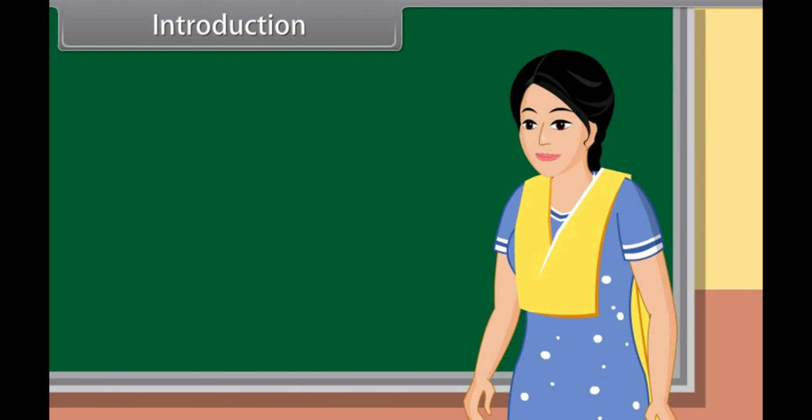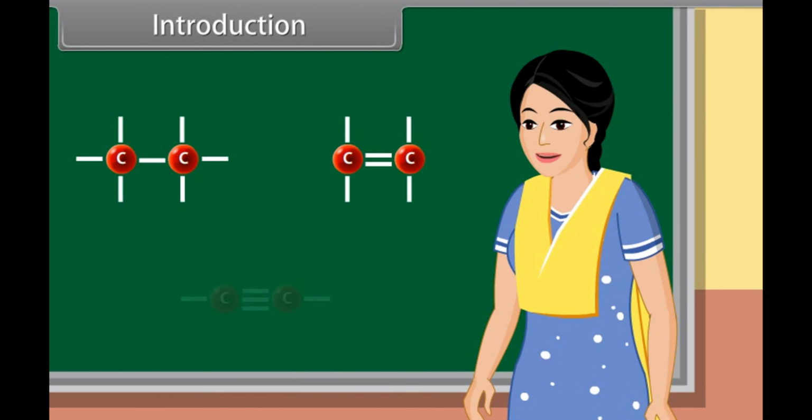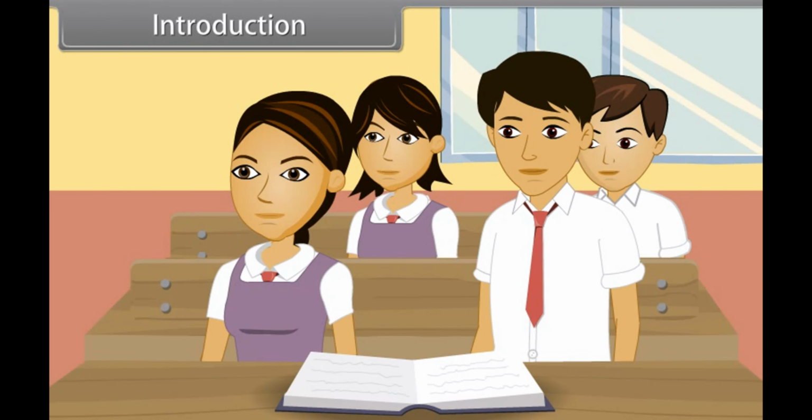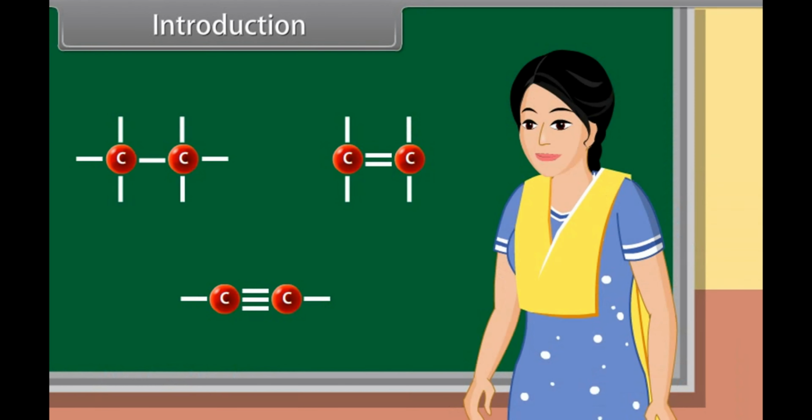The carbon-carbon atoms are attached by single bond, double bond or triple bond, and the functional group present on the organic compound decides its chemical nature. Teacher, what is a functional group? It is a group of atoms in an organic compound responsible for the chemical reactions of that compound. In this lesson, you will learn organic chemistry and some basic principles.